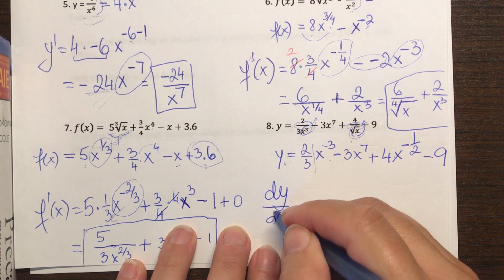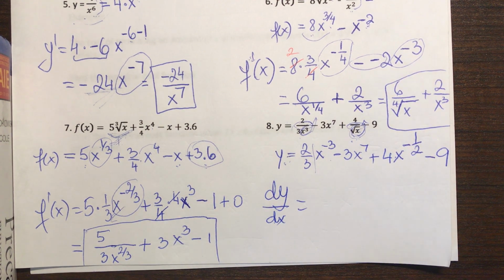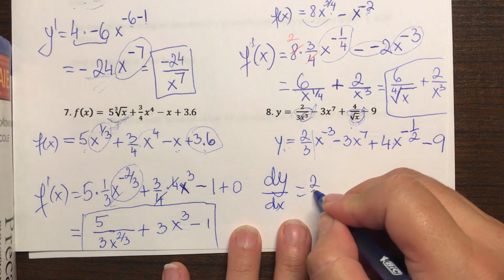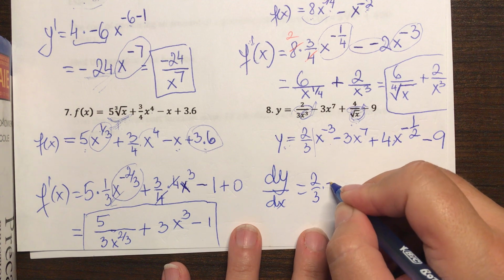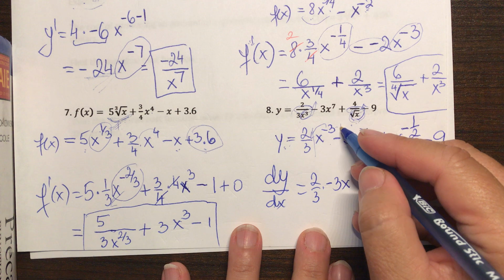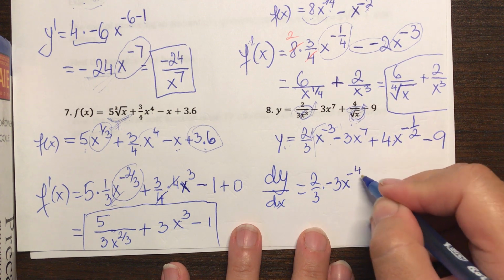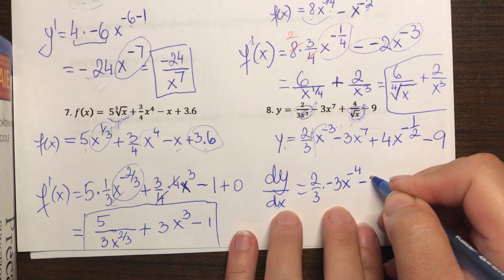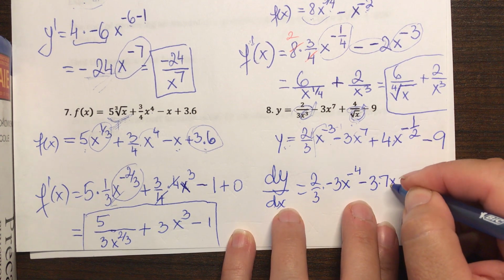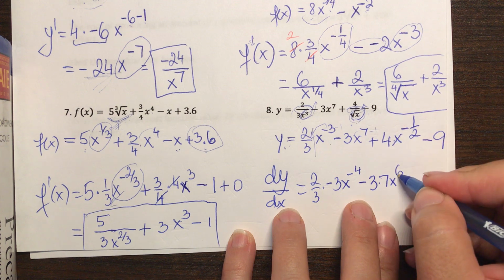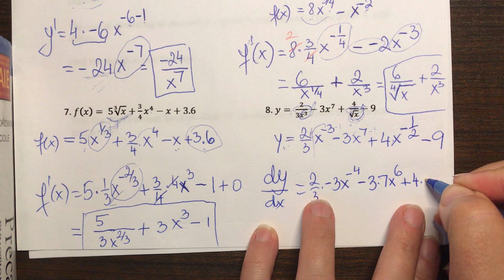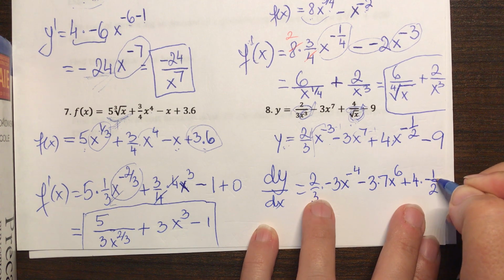So just to change it up a bit, I'm going to write dy dx for the notation. Okay, so I get 2/3 times negative 3 that comes down. X to the 1 less than negative 3 is negative 4. Minus 3 times 7 comes down. X to the 1 less than 7 is 6, plus 4 times negative 1/2 comes down.